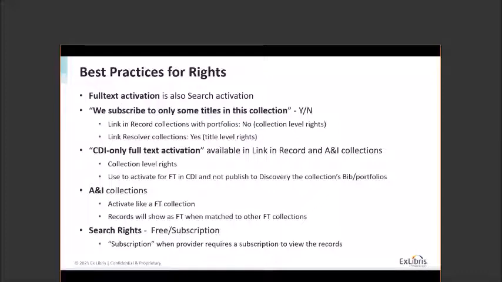So for example, a Web of Science record will show as available in the UI only if the customers have rights to see this record from another full text collection like EBSCO or ProQuest. But the best practice here will be to activate it like a full text collection. So it means if you have a collection like Web of Science or Scopus or any other ANI collection, you need to activate it either by simple activation in Alma, of course unsuppressing the bib, or by using the CDI only full text activation button.